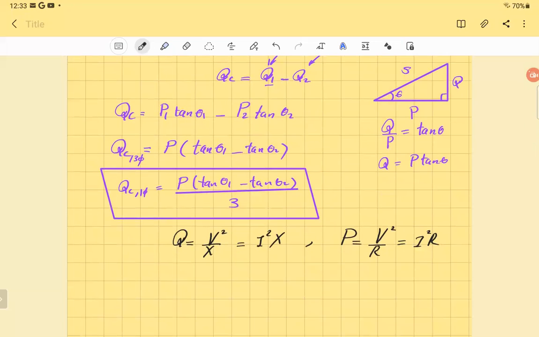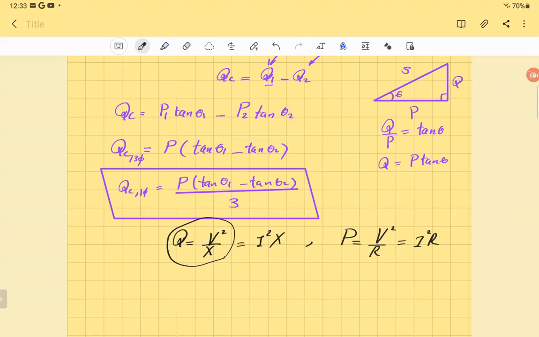So you might ask, when can I use I squared X? If they are connected in series. Because when you connect 2 elements in series, the current will be the same. So I will use I squared. If they are connected in parallel, I'm using voltage, because the voltage is the same across both elements. So I'm going to use this one.